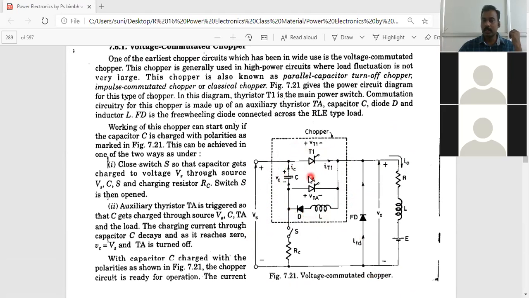For that reason, we are going to consider this circuit, which is considered to be a commutating circuit. So what is the normal chopper circuit? The normal chopper circuit goes from this positive, through this SCR, to the resistance, inductance plus battery load, and negative. All this is the normal chopper circuit.